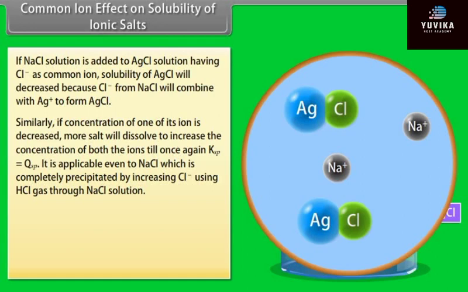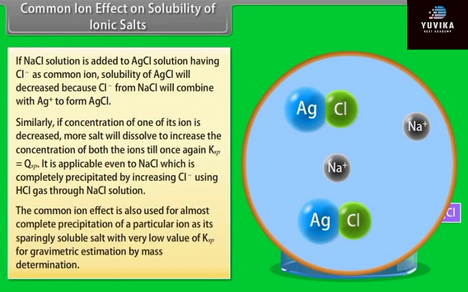It is applicable even to NaCl, which is completely precipitated by passing HCl gas through NaCl solution, increasing Cl-. The common ion effect is also used for almost complete precipitation of a particular ion as its sparingly soluble salt with very low value of Ksp for gravimetric estimation by mass determination.